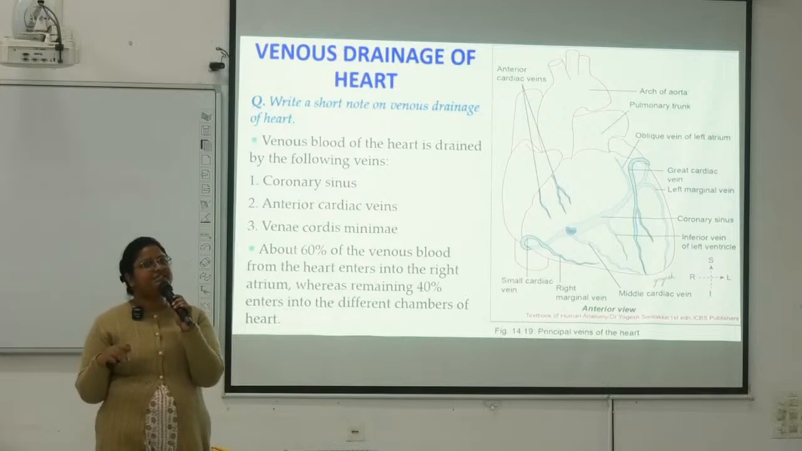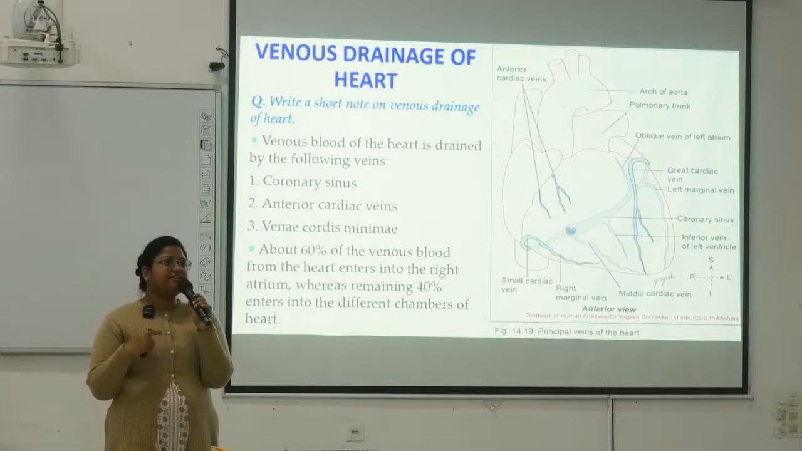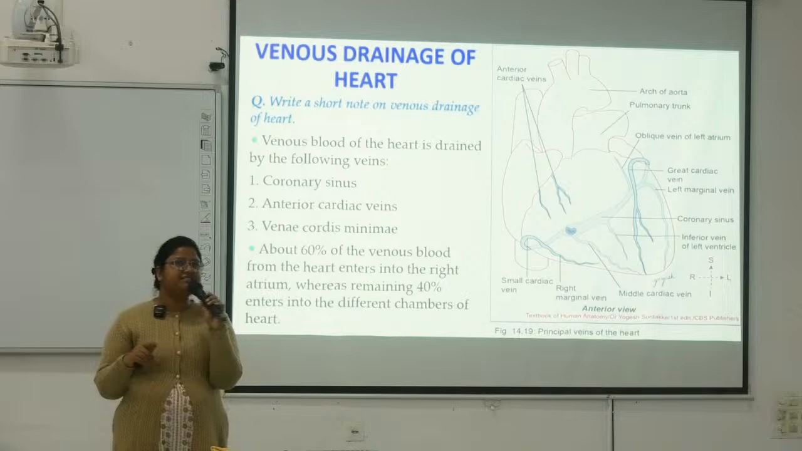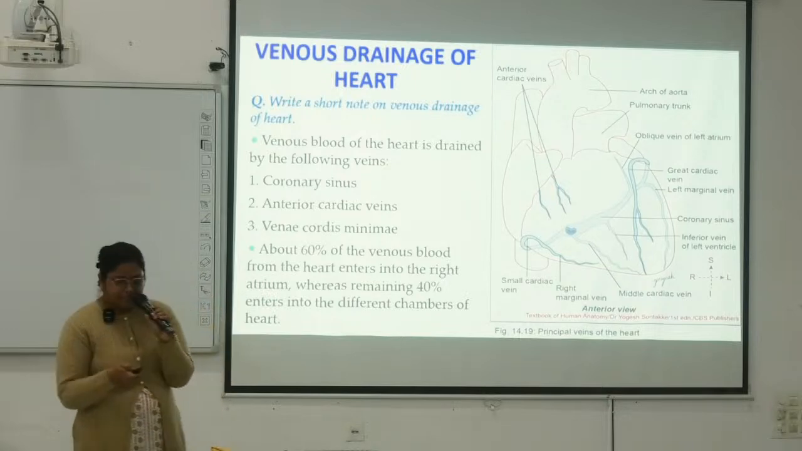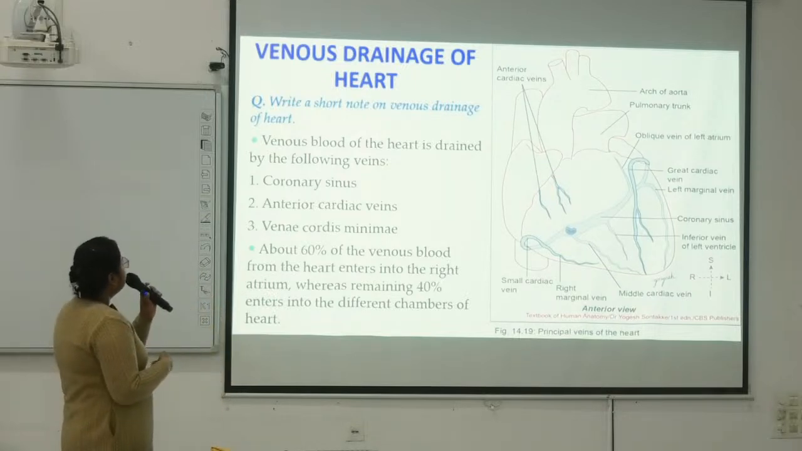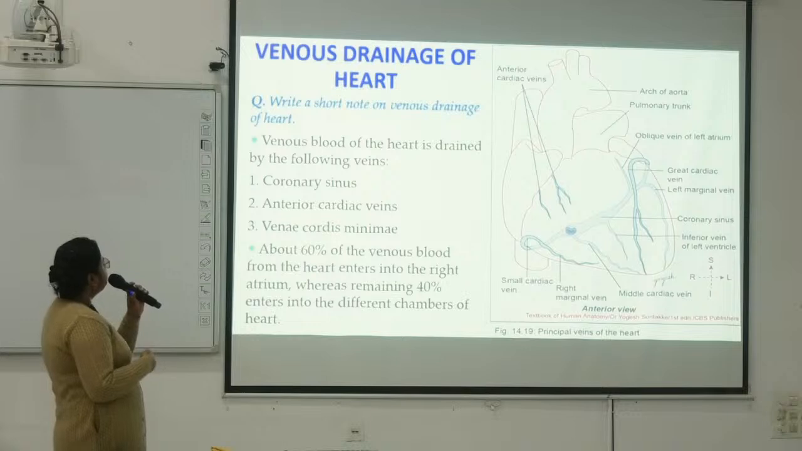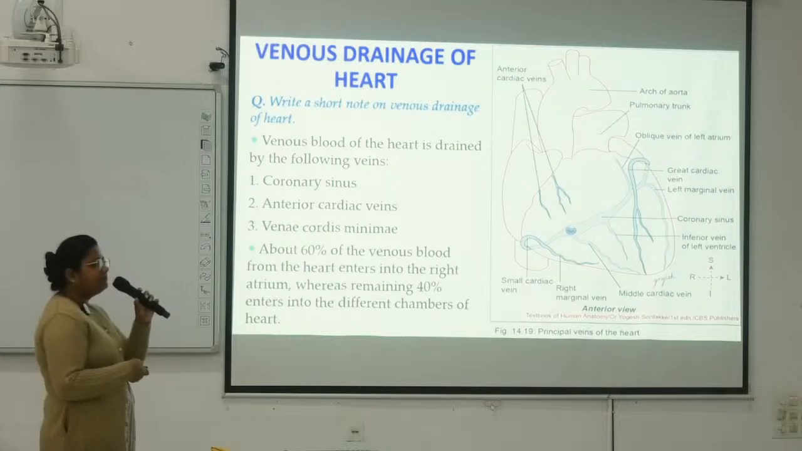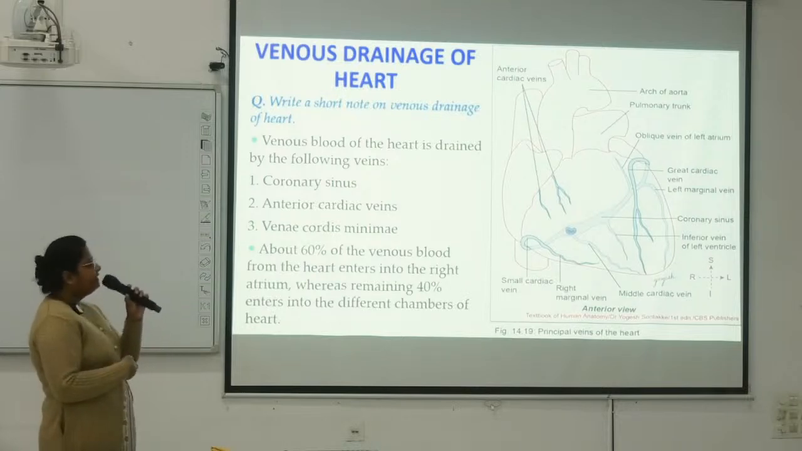Dilation is an important question, and also the venous drainage, mainly the coronary sinus, is very important. Okay, so venous drainage: the venous blood of the heart is drained by these three types of veins: coronary sinus, anterior cardiac veins, and venae cordis minimae.